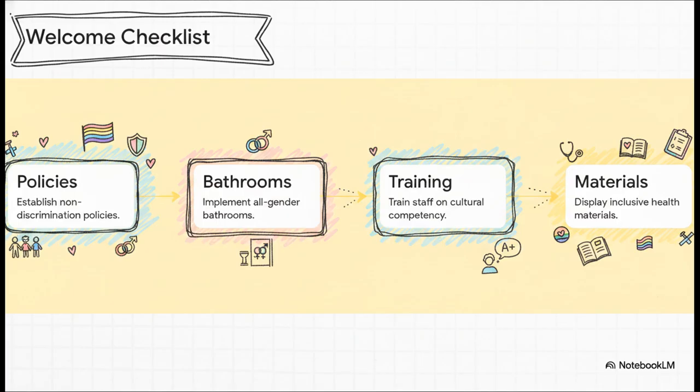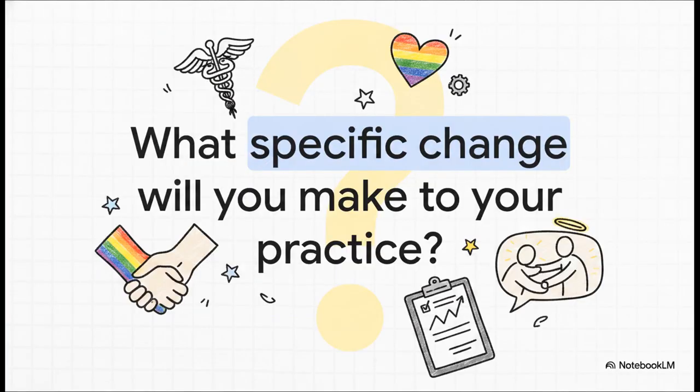And number 4, display inclusive health materials. Simple things, like having equal visitation policies or a provider just wearing an ally pin, can literally save lives by keeping marginalized patients engaged in the healthcare system. We have covered a ton of ground today, from the nuances of identity to the heartbreaking realities of minority stress and health disparities. I want to leave you with this final, vital, somewhat provocative question.